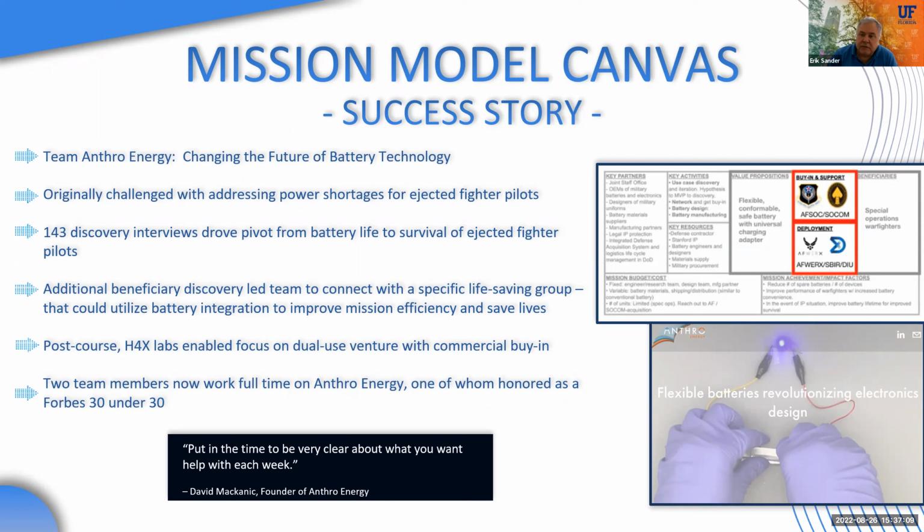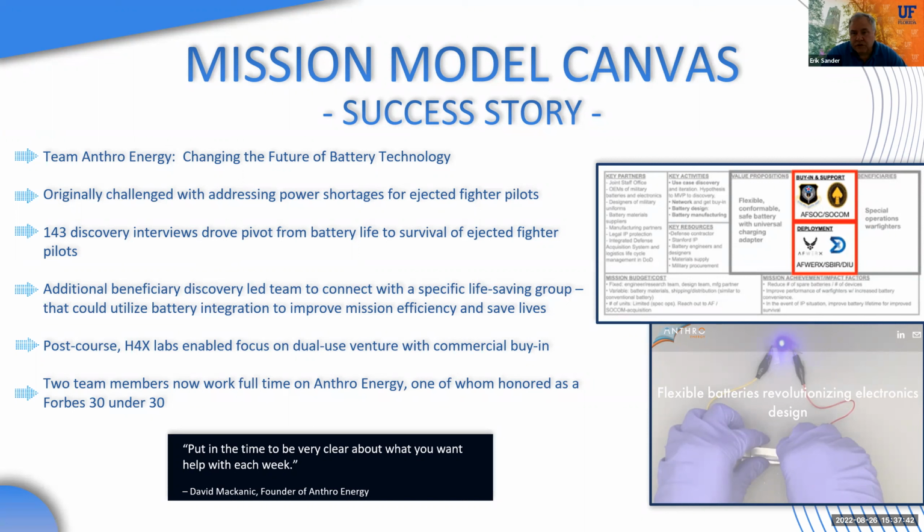So the problem may focus on one particular element. In this case, it was battery power for ejected pilots. So that if the team kept going down that route, they would never come to this kind of a high value solution. You really have to question the problem as you go along, because that's part of what this program is about. That's part of the value that the military and the intelligence agencies see in this kind of a program. So that really is the key message here, is really focused on what is the overall problem.